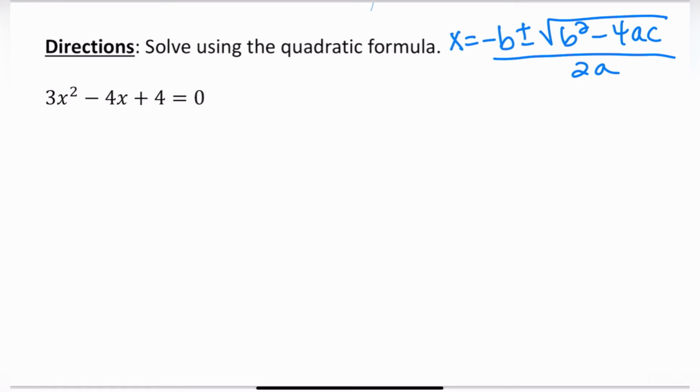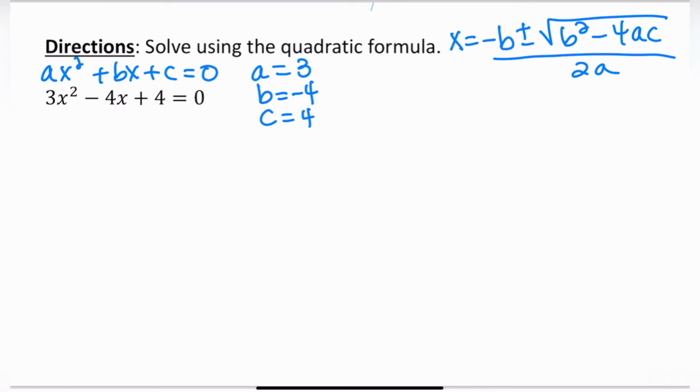Again, I've written for you the quadratic formula in the top right hand corner in case you don't know it by heart. Take a look at the equation they have given us. It is a quadratic. It is set equal to 0, which is great because when it's not set equal to 0, you're going to have to make it equal 0 first. In this case, you have it written now in the form ax squared plus bx plus c equals 0. So that means that I'm ready to identify that a is equal to 3, b is equal to negative 4, and c is equal to positive 4.